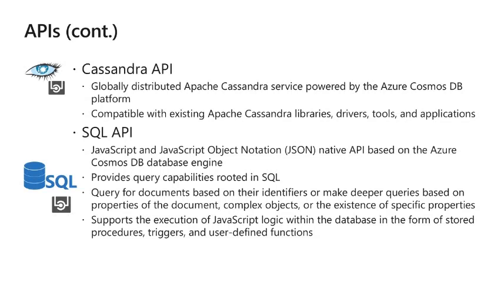Then there is SQL API. The SQL API in Azure Cosmos DB is a JavaScript and JSON native API based on the Azure Cosmos DB database engine. The SQL API also provides query capabilities rooted in the familiar SQL query language. By using SQL, you can query for documents based on their identifiers or make deeper queries based on properties of the document, complex objects, or even the existence of specific properties. The SQL API supports the execution of JavaScript logic within the database in the form of stored procedures, triggers, and user-defined functions.